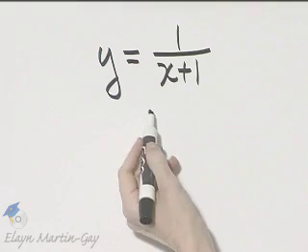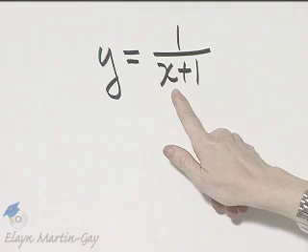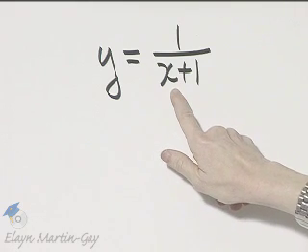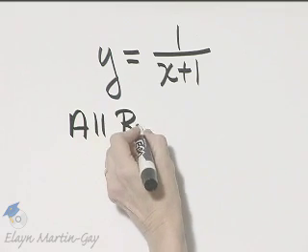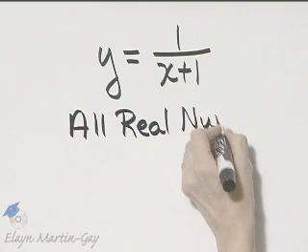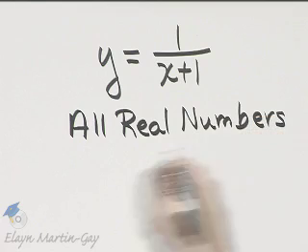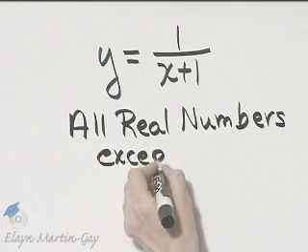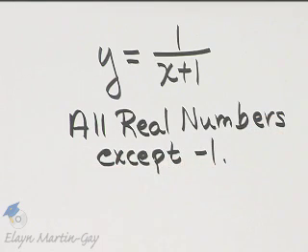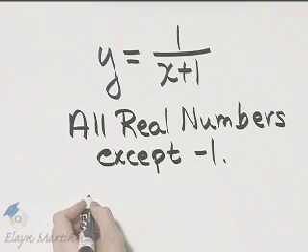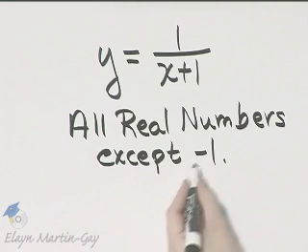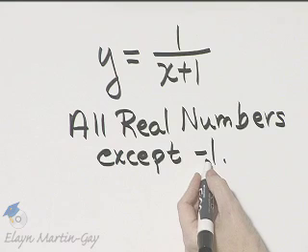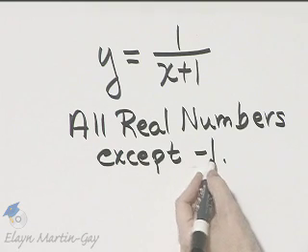So what's the domain of this function? X can be any real number except -1. That's the domain: all real numbers except -1. Now, if you think of the whole number line and you want to write it in interval notation, the entire number line is -infinity to infinity. So how do we exclude in interval notation this single number from all real numbers?